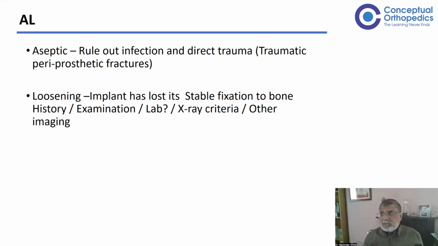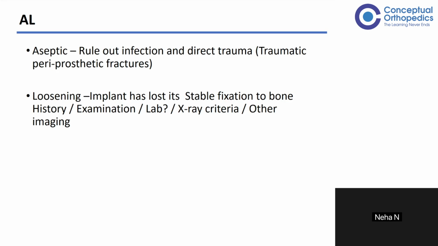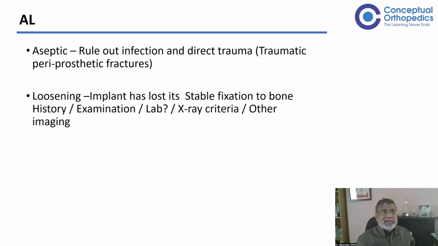So asepsis is easy to say because there was no infection, and loosening is a bit difficult. So Neha, what do you mean by loosening when you say aseptic loosening? How do you define loosening? Implant and bone contact will be less, something like that. And how do you know it is less? Not less, but it has instability, it has moved from its original position.